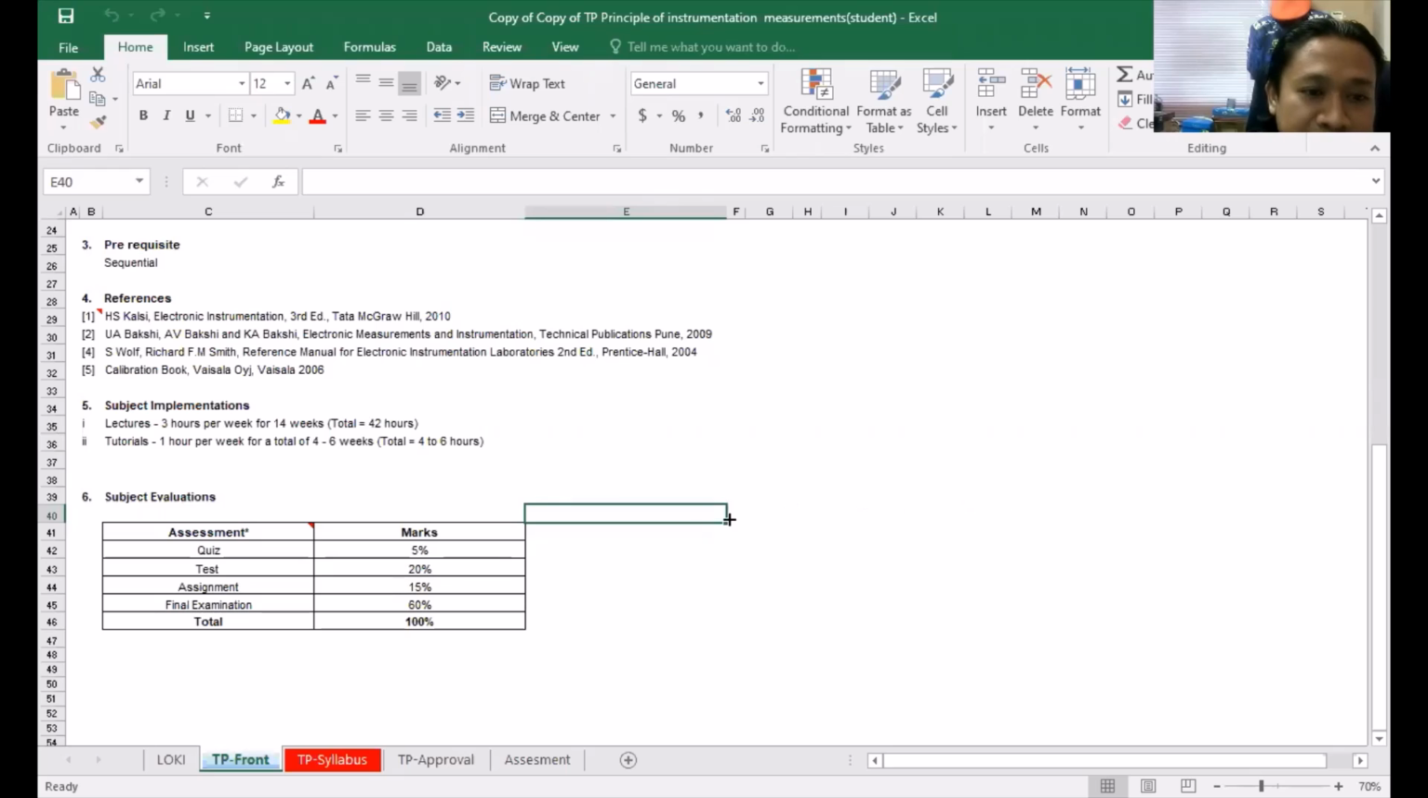Then the midterm test, we have 20%. And then the assignment will be 50%. I think this is the standard assessment for every subject. And then our final exam will be 60%.